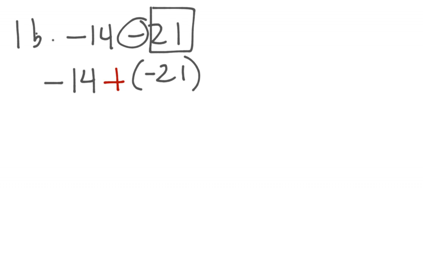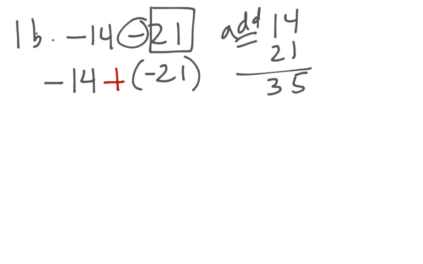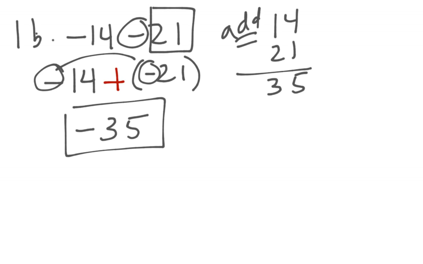Now I'm adding integers. They have the same sign, so I add them, using my integer rules again. I get 35, but the common sign, back to my original problem, is a negative. So a negative 35 is my answer.